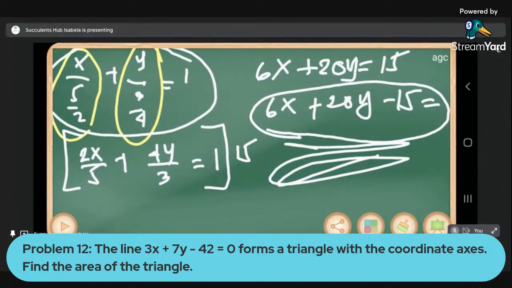Pag na-SSD nyo na yung problem number 12. So problem number 12, dito, the line 3x plus 7y minus 42 equals 0 forms a triangle with the coordinate axis. So find the area of the triangle. So SSD12, problem din yan.